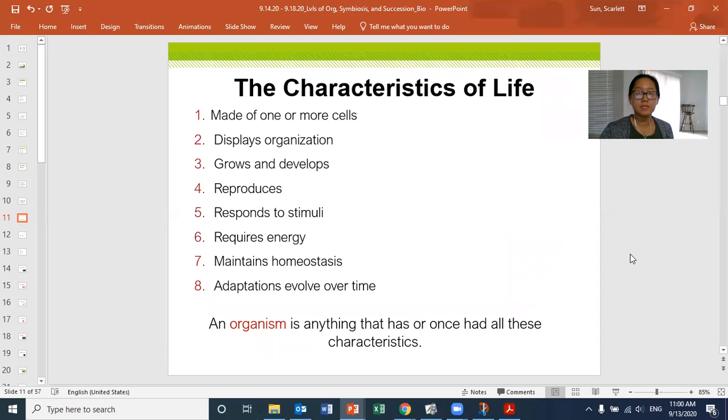So these are the characteristics of life that we went over. And at the bottom here, you can see an organism is anything that has or once had all these characteristics, right? It's like what I said about being biotic. Either you were or you are presently showing these characteristics, right? So you were alive or you are alive.